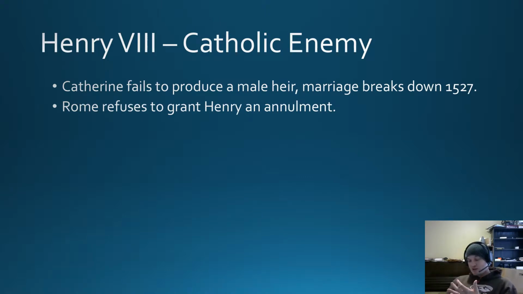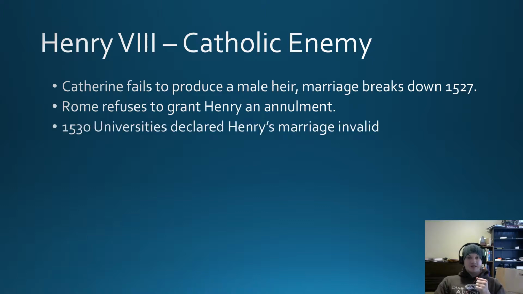Rome refuses to grant Henry an annulment. Why should they bother? It goes against their teaching. It also threatens politically a union between 2 great Catholic nations at a time when they're facing instability. In 1530, the universities declare Henry's marriage invalid. Remember, at this time, England had become a centre of scholastic learning. People like Erasmus, who you looked at a couple of weeks ago, had done work at Oxford, at Cambridge, universities that were great theological centres of the time.